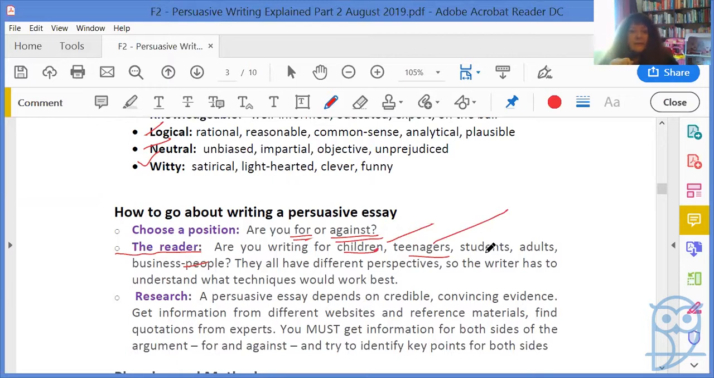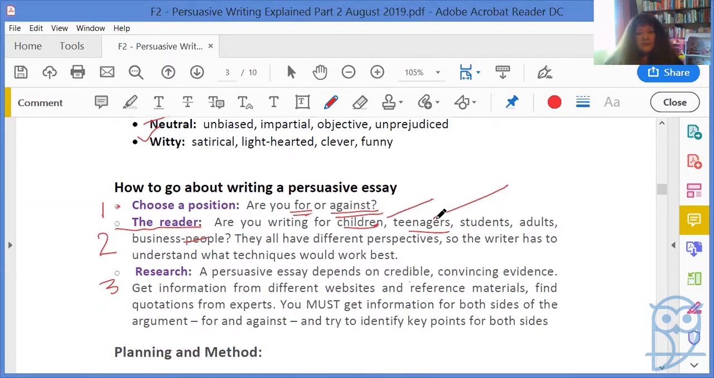to look at. So the persuasive or argumentative essay, choose your position, find out who your reader is going to be, and then do your research. Okay? A persuasive essay has to be credible and convincing. Okay, so you need to think up some good arguments.